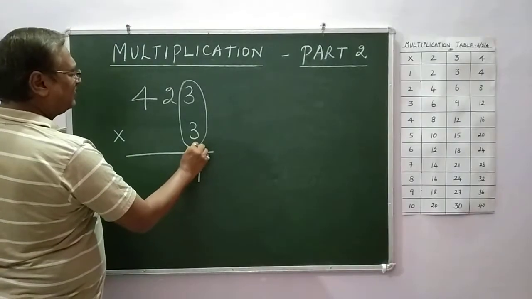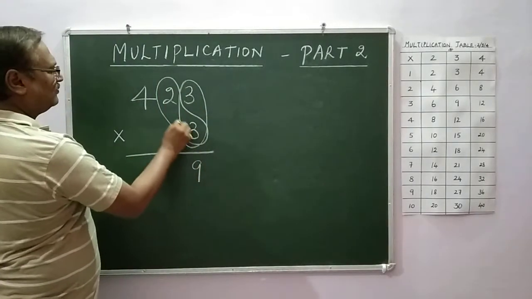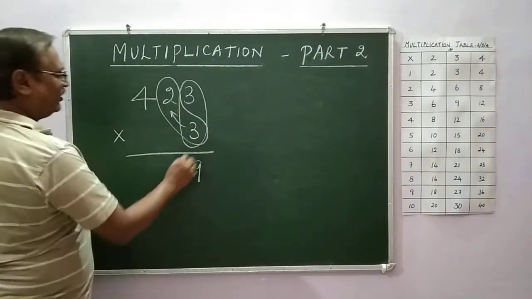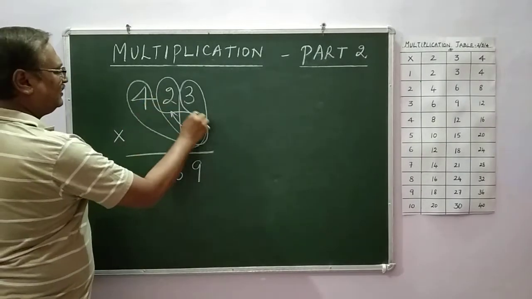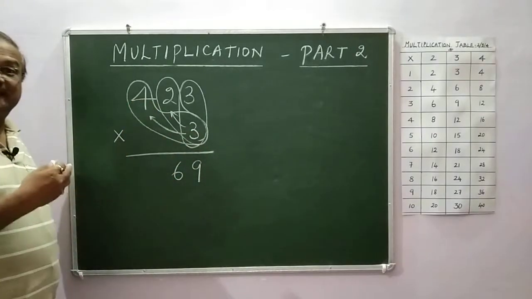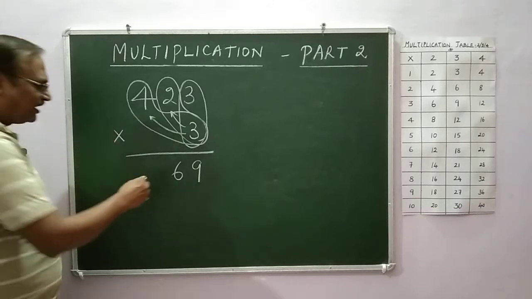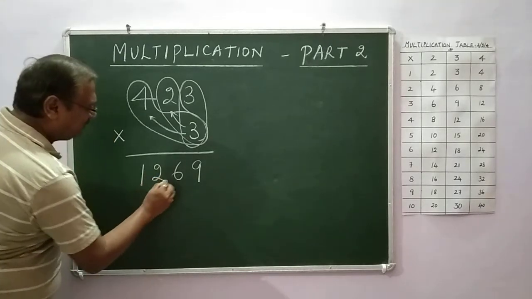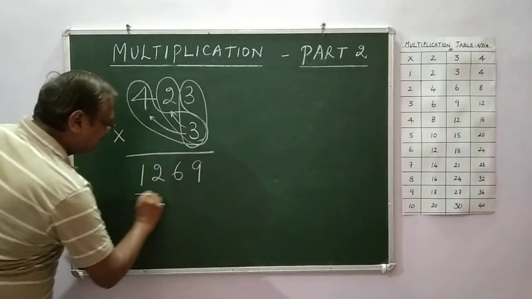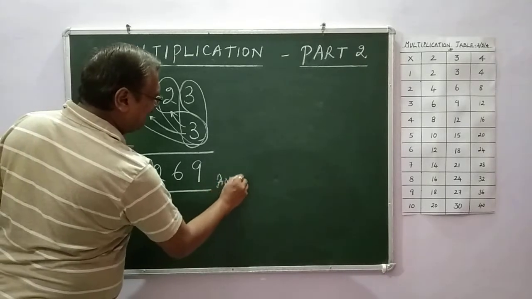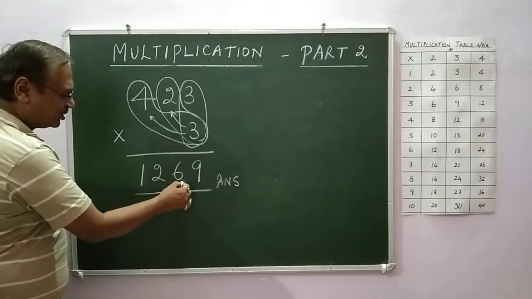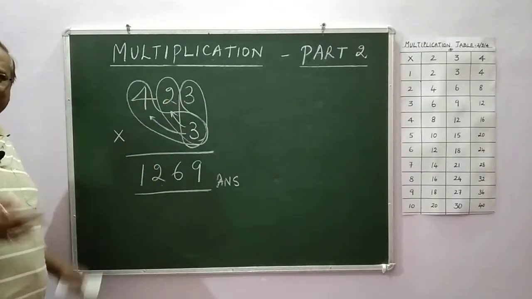Now multiply the second digit with 3. So 3 2s are 6. Now multiply the third digit, that is 3 multiplied by 4. 3 4s are 12. Write that as it is. Don't worry. If it is 12, write it as 12. And this is the answer. What is this? 1269. That is the answer.